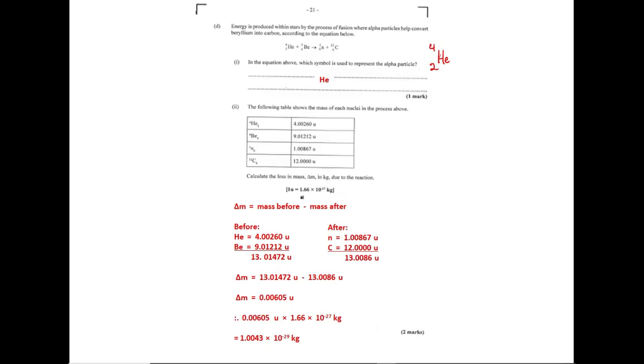Okay, so how to calculate the loss in mass? You always subtract the after from the before, and you could do it without multiplying all of these. So your calculation will be fast and clean, and would have less problems. Like you make fewer mistakes.